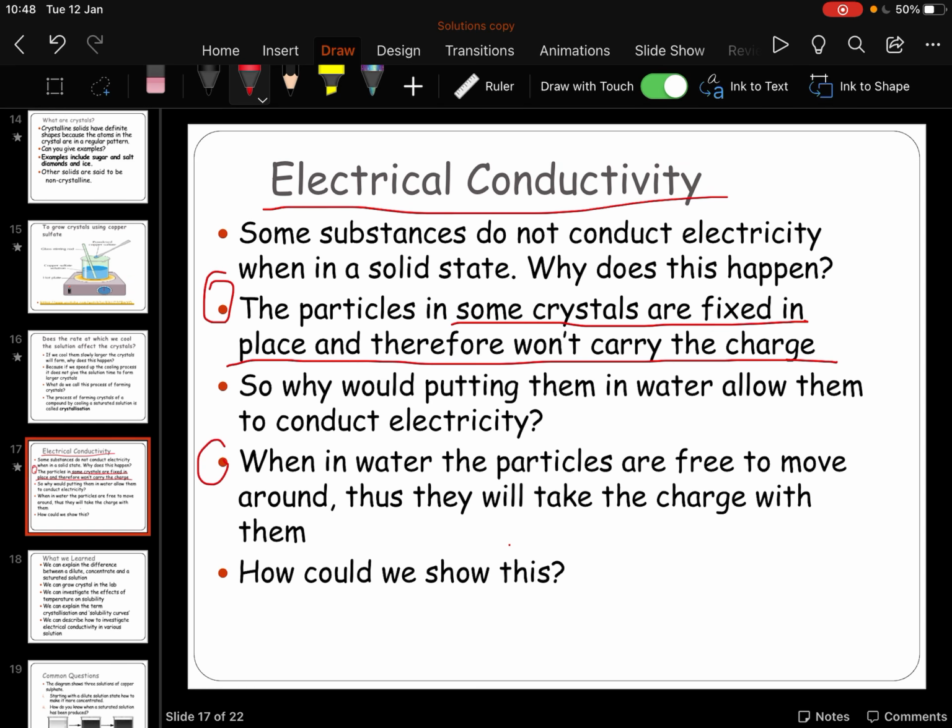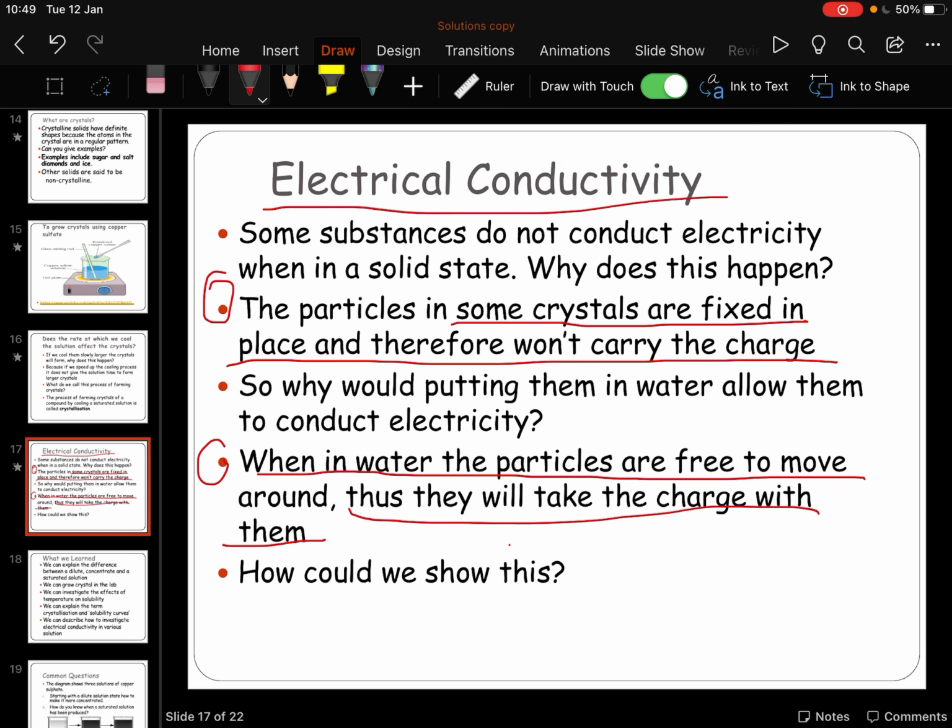However, when in water, the particles are free to move. Thus, they will take the charge with them. So when they're in water, they are free to move around. And then they'll take the charge with them. So then they'll take the heat or the electricity and move with that charge.